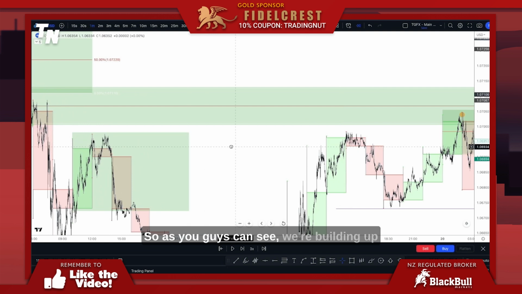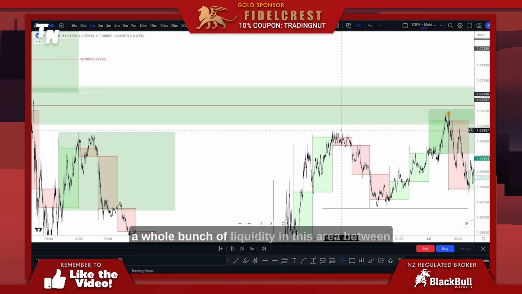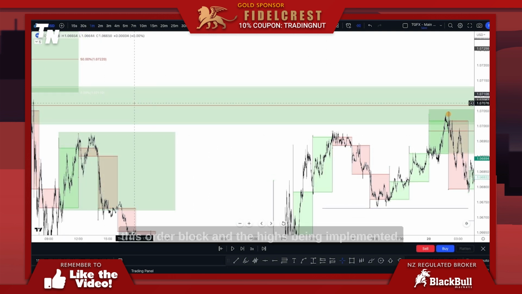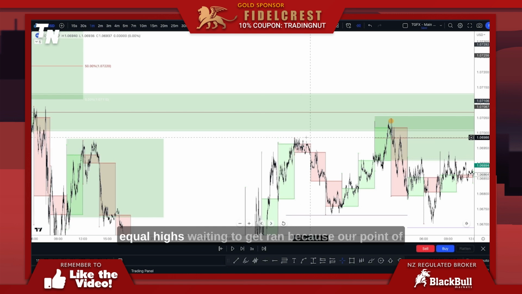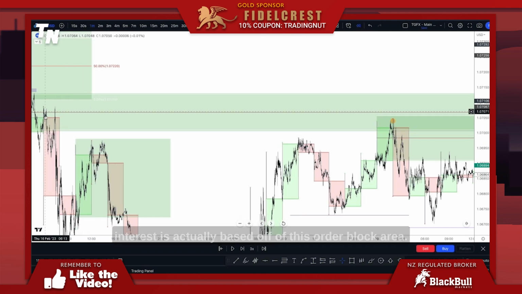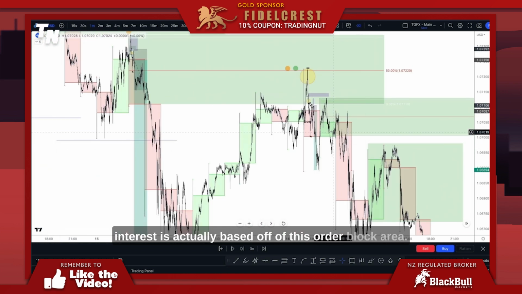So as you guys can see, we're building up a whole bunch of liquidity in this area between this order block and the highs being implemented. So as you guys can see, all these are just equal highs waiting to get ran because our point of interest is actually based off of this order block area.